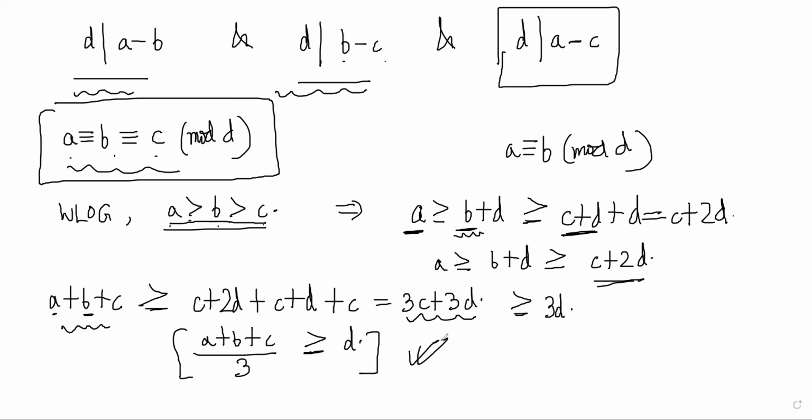All we had to do was get to the situation that A and B and C are all congruent to each other modulo D. After that, we assumed that there is some ordering among them, A is greater than B is greater than C, and we can establish inequalities like this, which helps us come to the conclusion, right? I have one last problem that I want to look at.